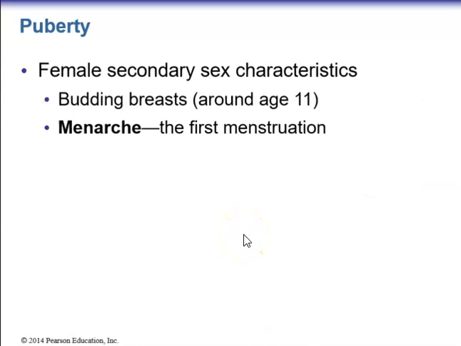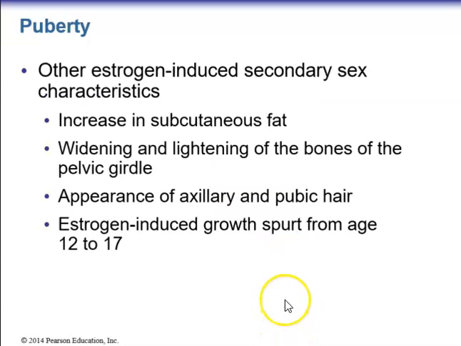Female secondary sex characteristics also occur in puberty. For females, we have breast budding around the age of 11, and then we have menarche. Menarche is the first menstruation. Now, it is important when you are taking an OBGYN patient history that you ask your patient when they started having menstruation. So you ask about menarche: at what age did you begin having your menstruation? This is important because we have to follow the gynecological history of the female patient.